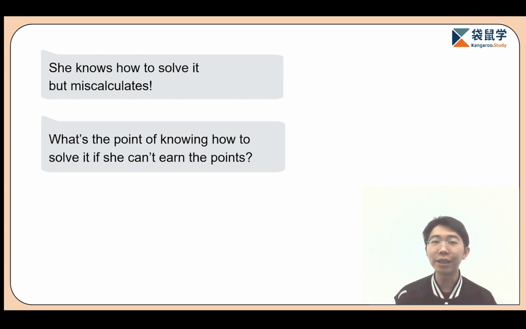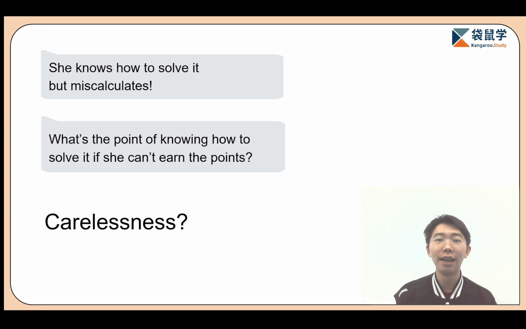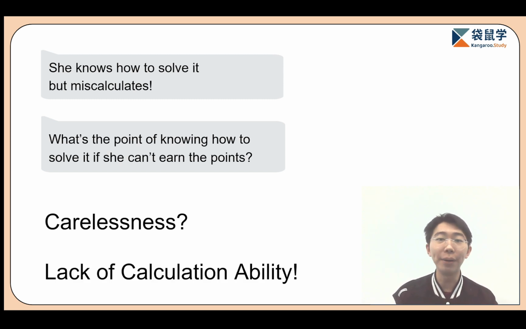Parents tend to blame this on their child's carelessness. But is it only carelessness? Let's think deeper. What is the root cause of this carelessness? I will argue that the cause lies in a lack of calculation ability. Thus, to help your child avoid careless mistakes, in this video, we'll be talking about how to improve calculation ability.